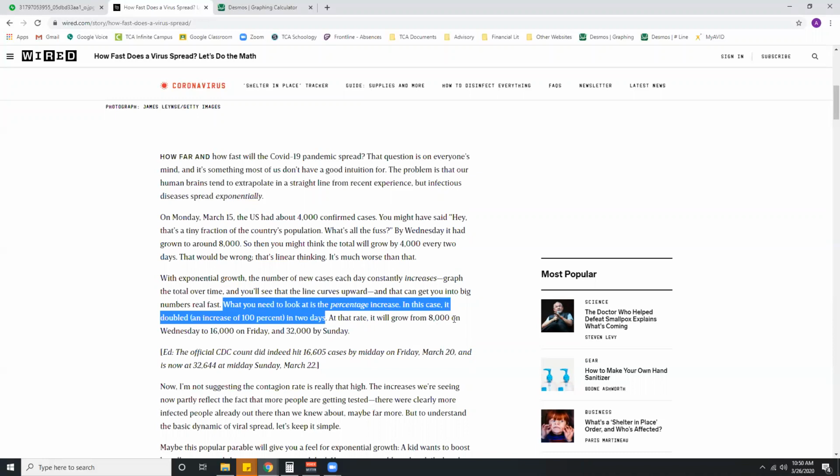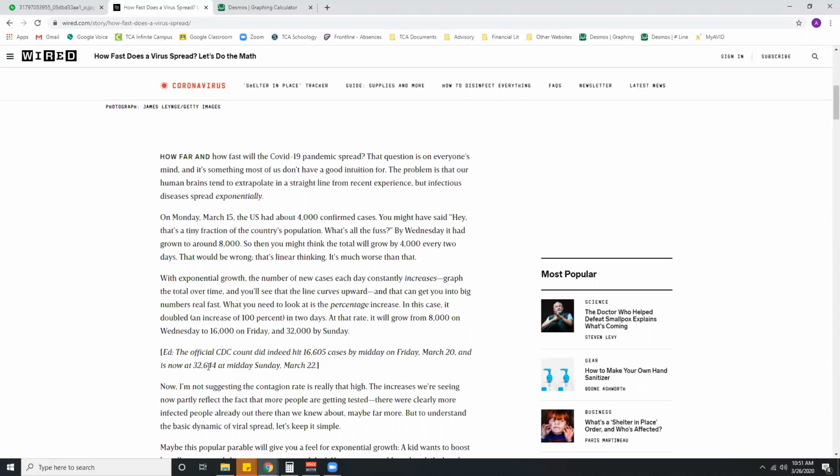Now, I want to do every single day, so I did the math for you. 100%, or doubling in 2 days, is about 41.4% growth every single day. At that rate, it will grow from 8,000 on Wednesday to 16,000 on Friday, and then 32,000 by Sunday. Now, this author actually did go back and look at the data and notes that the official CDC count did hit 16,605 by midday Friday, and then 32,644 by midday Sunday, and that's just the US.